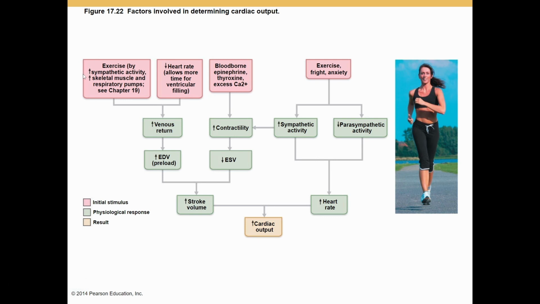You can increase venous return also by exercise. Exercise will stimulate the sympathetic nervous system, but also skeletal muscle and respiratory pumps to help get blood back to the heart and increase venous return and affect EDV, which affects stroke volume. This is a good chart to come back and review.